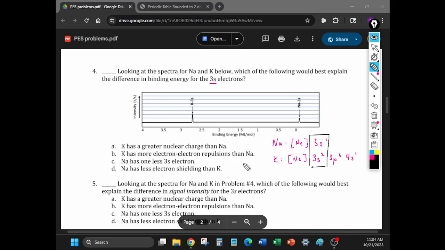So let's take a look, because this is going to help us figure out our answer. If you look at the peak for potassium, it's way to the left, right? And what that means is it's much harder to remove the electrons from potassium's 3s than sodium's 3s. And the reason why, if we think about it, is the binding energy to the nucleus, right? And so your answer, again, is going to be A. Okay, and it's because potassium has 19 protons and sodium has 11 protons. Okay?